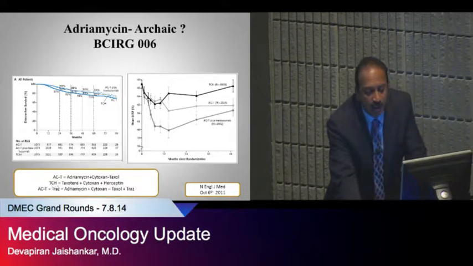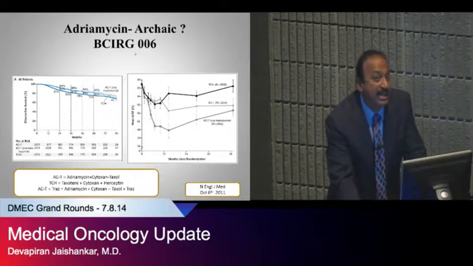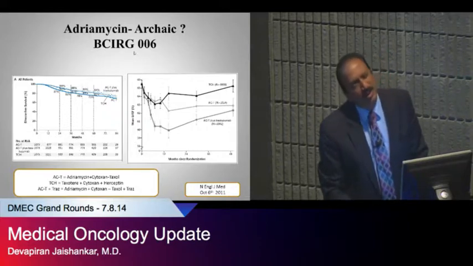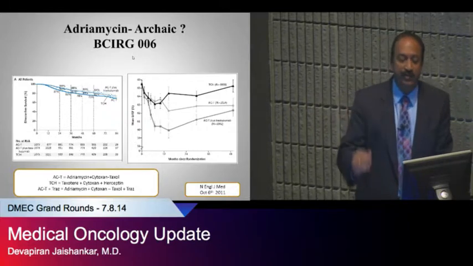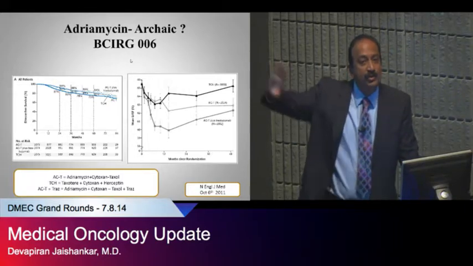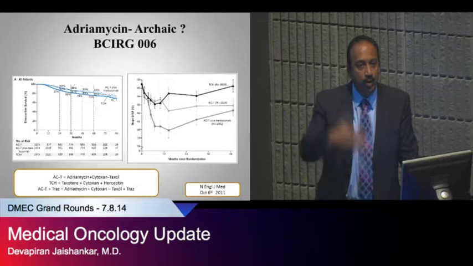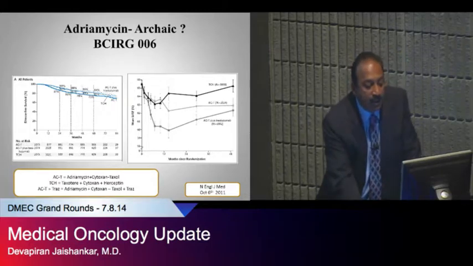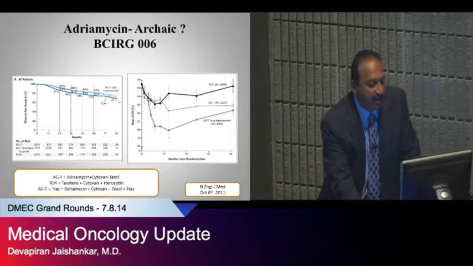And this was a clinical trial called the BCIRG-006, which reported its interim results back in 2008, 2009, again with much fanfare, which showed that the TCH was probably more efficacious. As we saw later data and mature data, which you always have to wait for, the two are about the same. So the TCH is not any better necessarily than the standard, being AC followed by Taxol and trastuzumab.